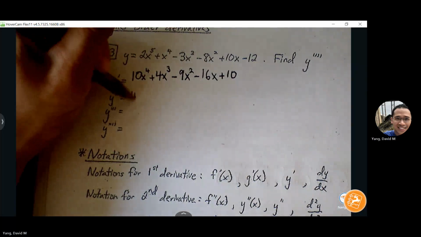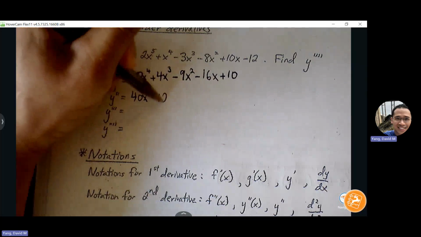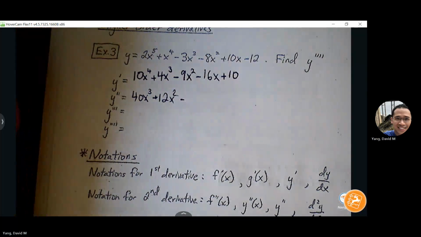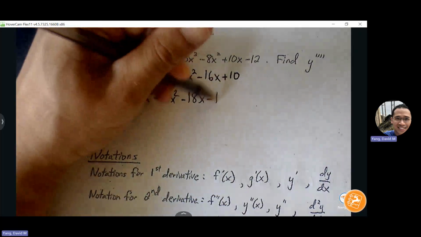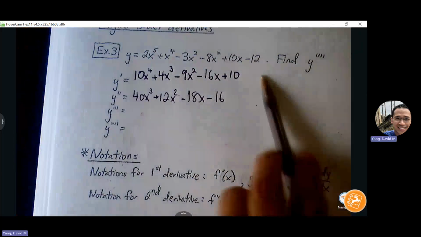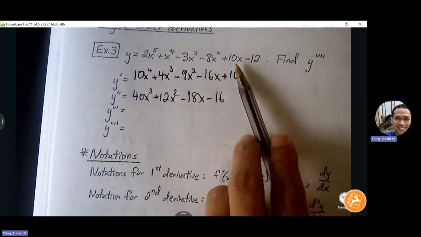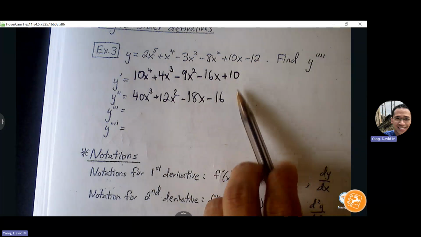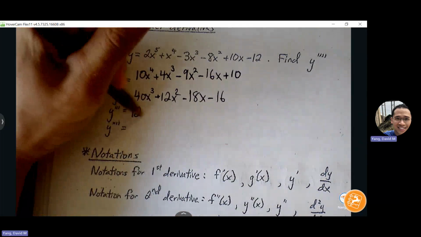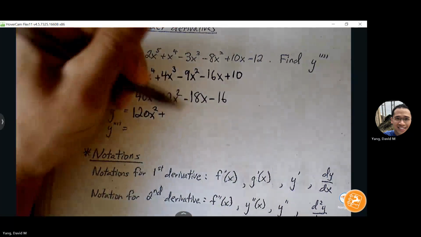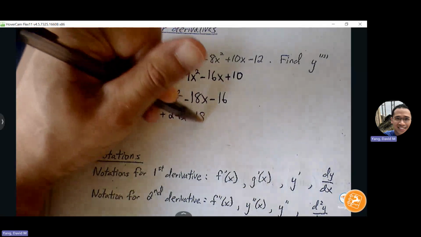40x in there. Okay, plus, minus 18, minus 16. So we see that linear becomes constants, which goes to 0. Right? Keep going. 18 minus 18.